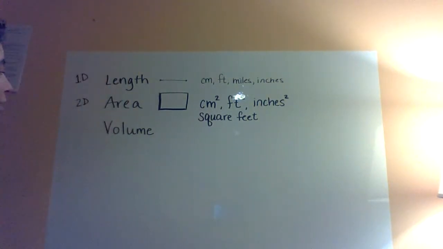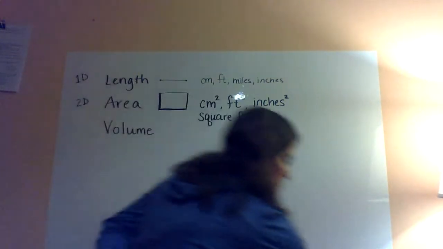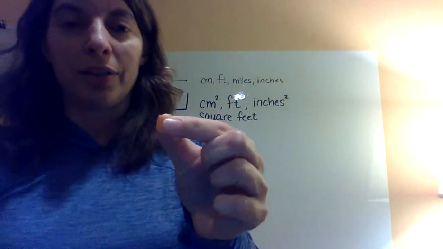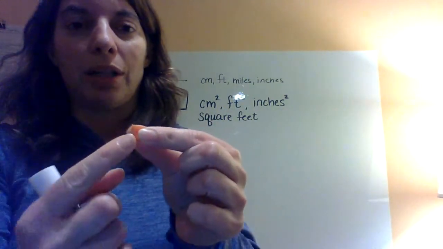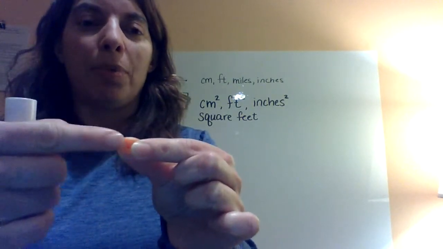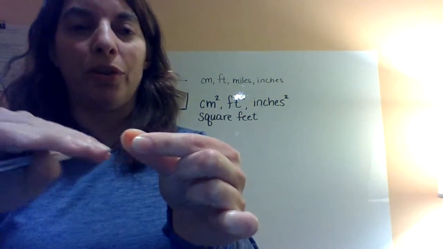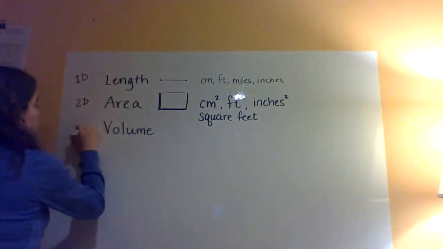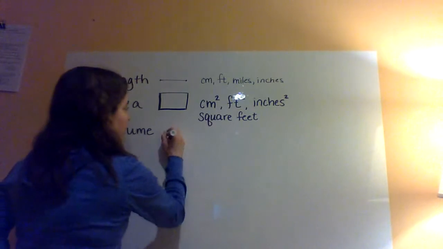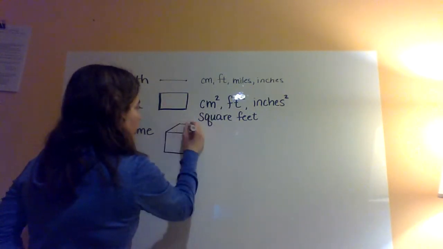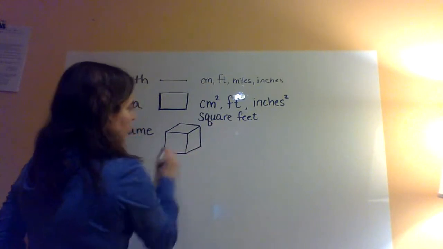Okay. And then finally, volume can be represented by my little block here. So not only now are we measuring in one direction, left and right, also up and down, also depth, also back. So we're looking at 3 dimensions now. So volume, instead of being a flat surface like that, we're looking at something 3-dimensional.